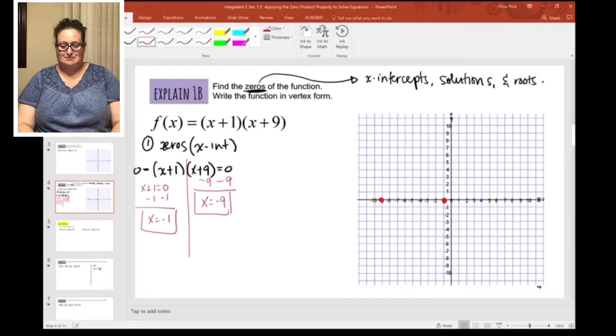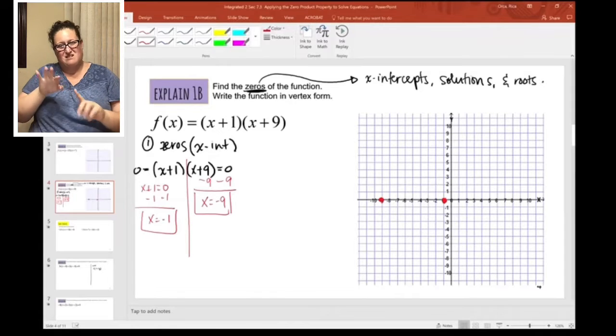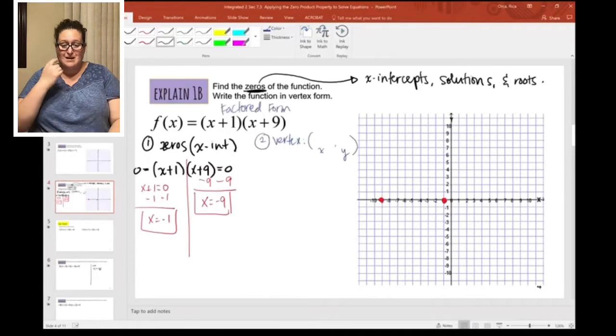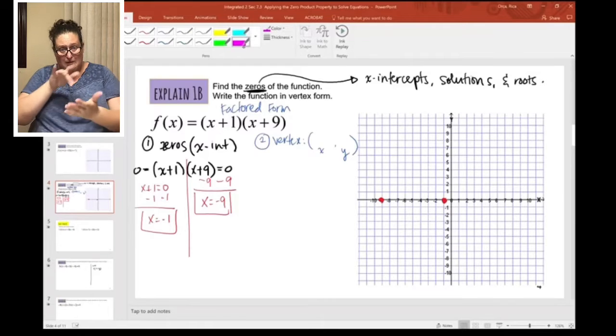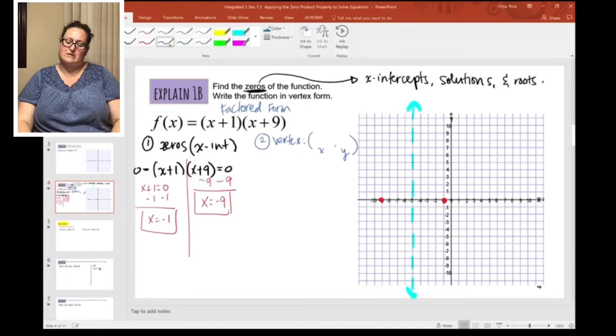Now that we've plotted our zeros, let's go ahead and find the vertex of this function and then write the function in vertex form. Since this function is in factored form, we need to locate the vertex by looking for the middle. The middle number between -9 and -1 would be -5. So the axis of symmetry is at x equals -5.